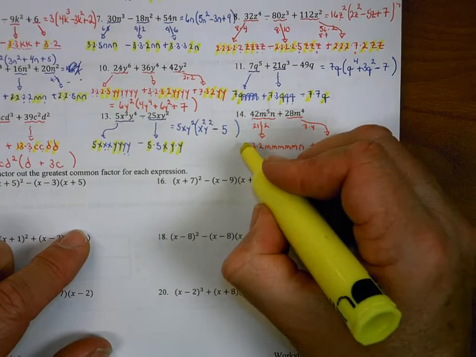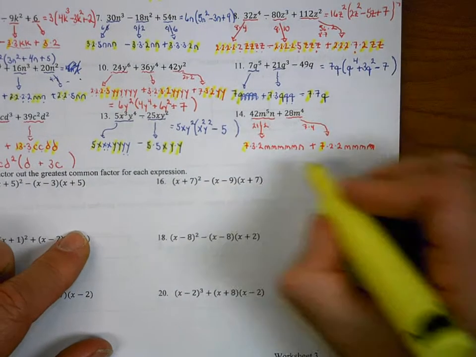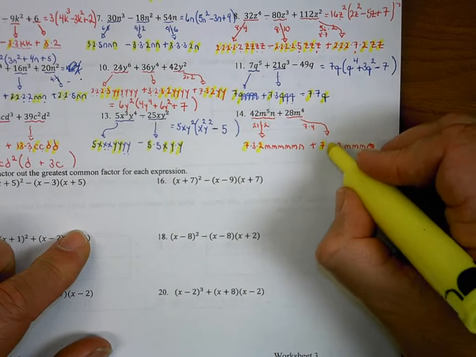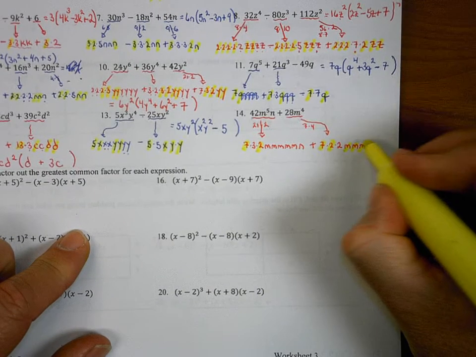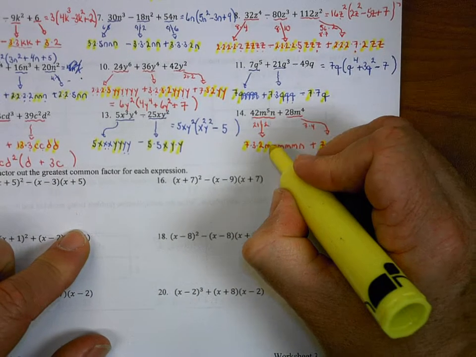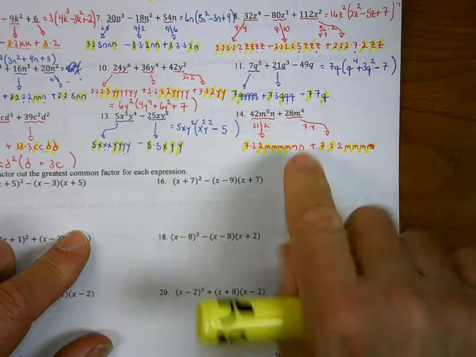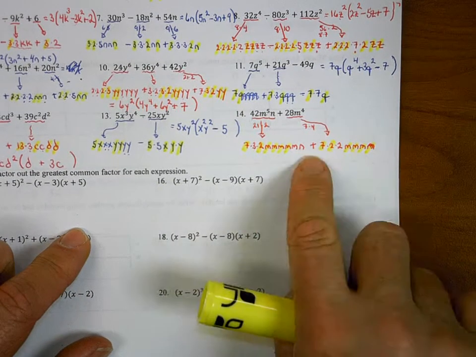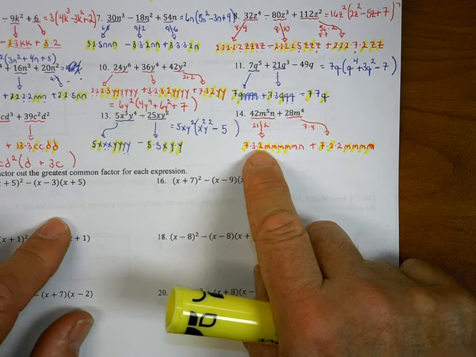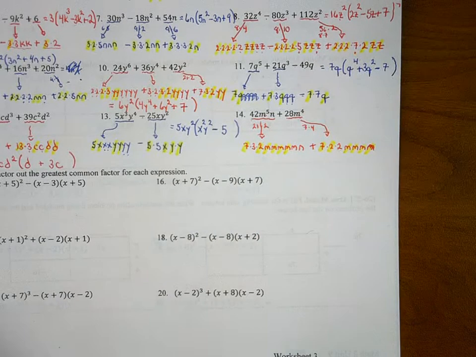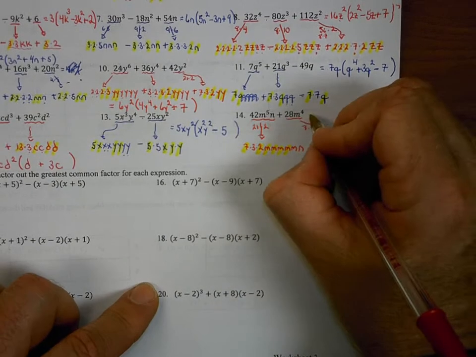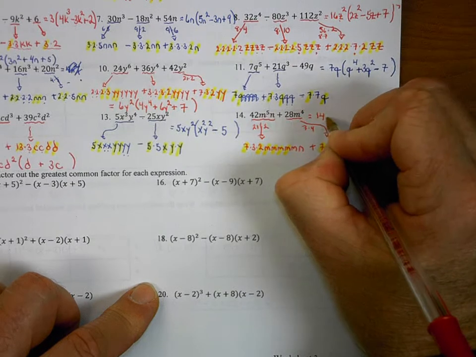Okay, what's in common? 7. Each list has 2. Each list has 4 m's. 1, 2, 3, 4. 1, 2, 3, 4. There's no n's in the second list. So, what's in common? 7 times 2, 14, m to the 4th. So my greatest common factor is 14m to the 4th.